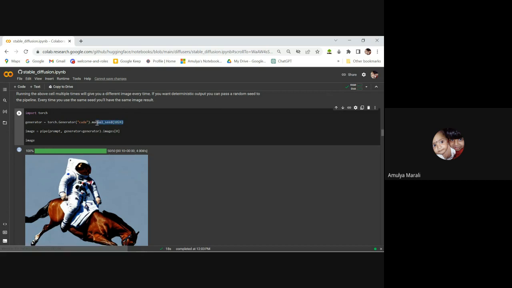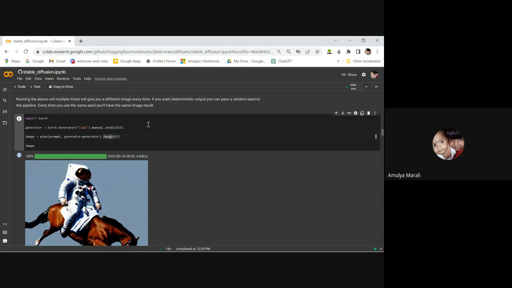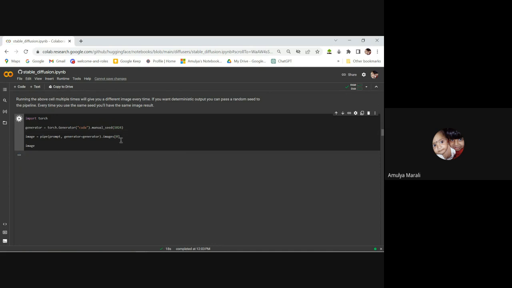So we already know that if we set a seed in any model, it makes sure that the same type of numerical values are generated every time you make any changes. Similarly, here we try to set 1024. So every time you generate an image with this seed, it will generate the same image. Let's give it a try and change the seed to see what else can be generated.